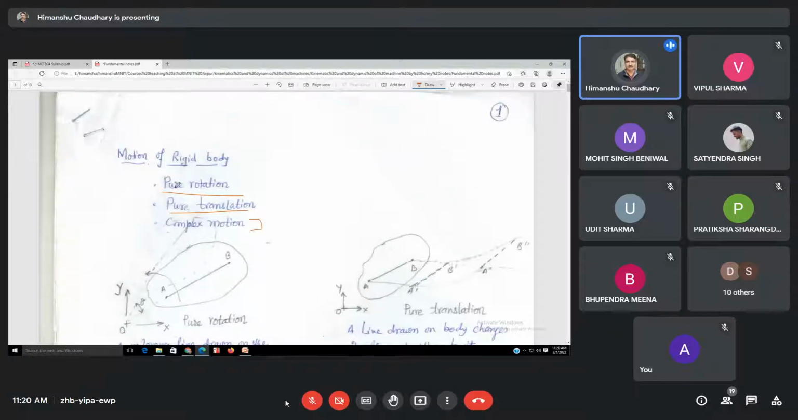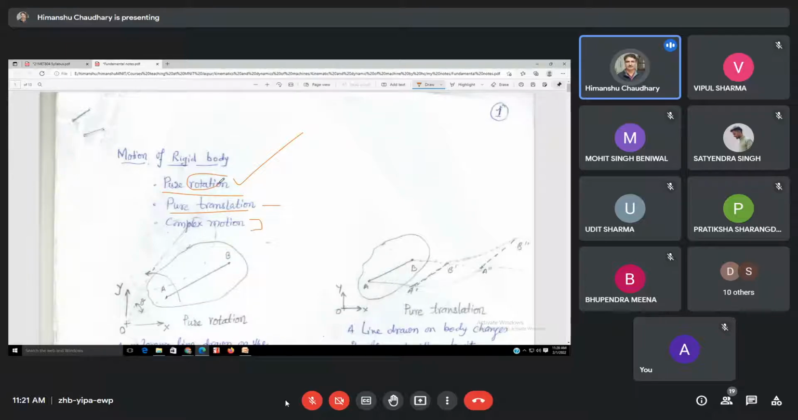So the question is, how do we measure the rotation, or angular displacement, angular velocity, angular acceleration? And second, translation means linear velocity, linear displacement, and linear acceleration. And if both exist, how do we analyze simultaneously for rotation as well as for translation?